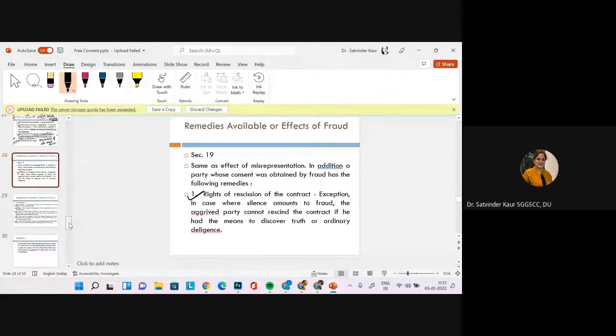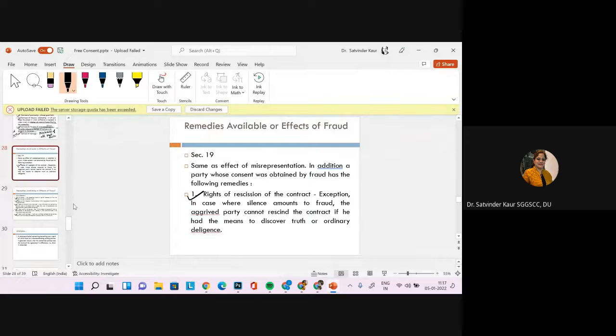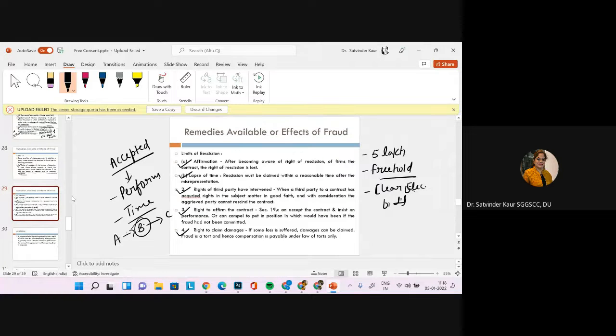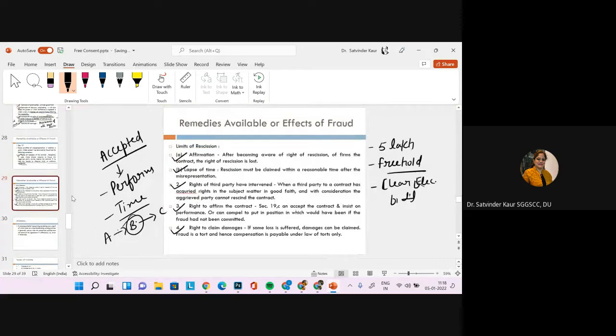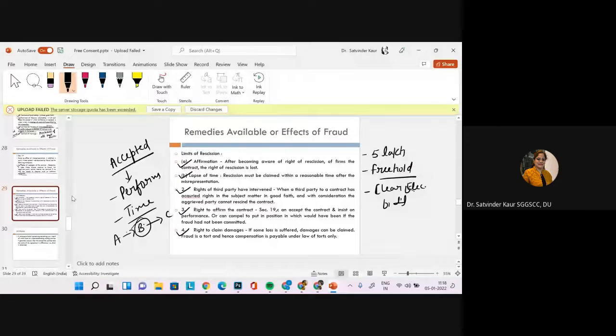Here, when we discuss the remedies available in case of fraud, we have discussed the right to rescind the contract, the right to set aside the contract. But where the person had the means to discover the truth by ordinary diligence, we cannot set aside the contract. Also where we have affirmed the contract, accepted it, or where a reasonable time is over, or third party interest has intervened, we cannot set aside the contract. Affirming the contract means performance of the contract.